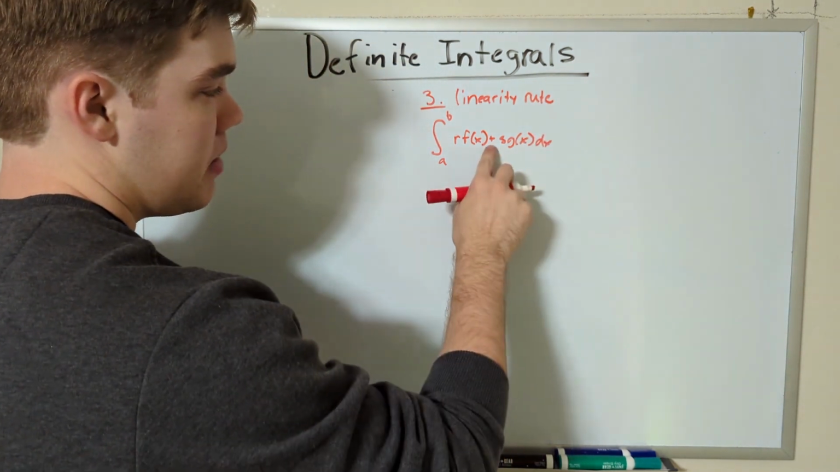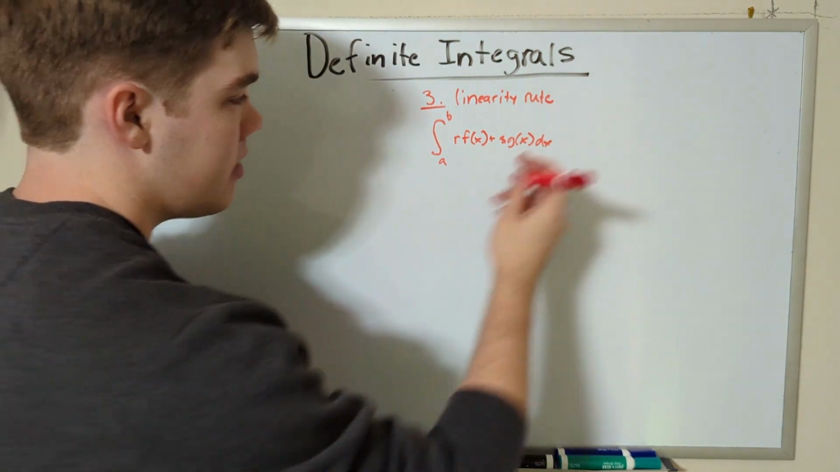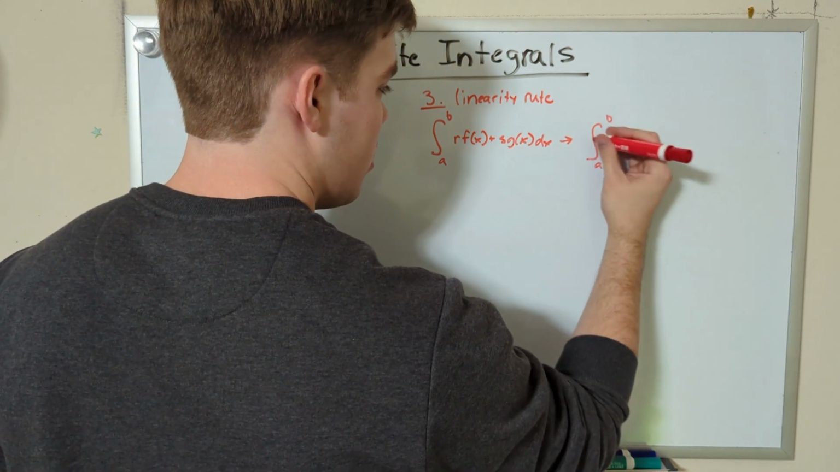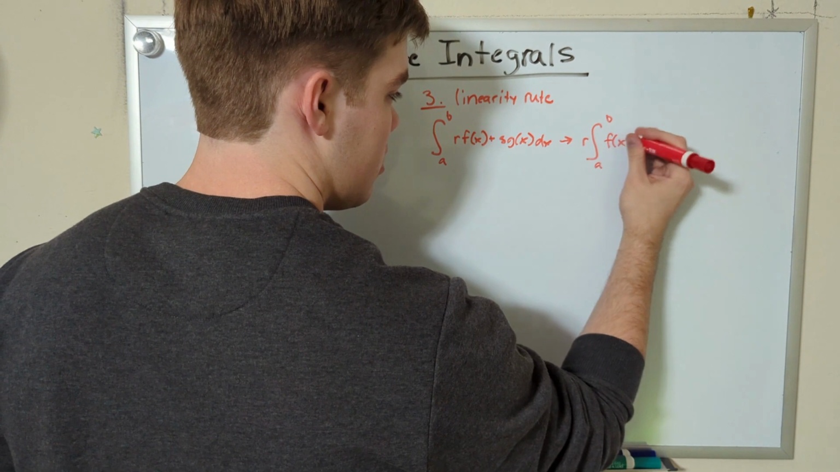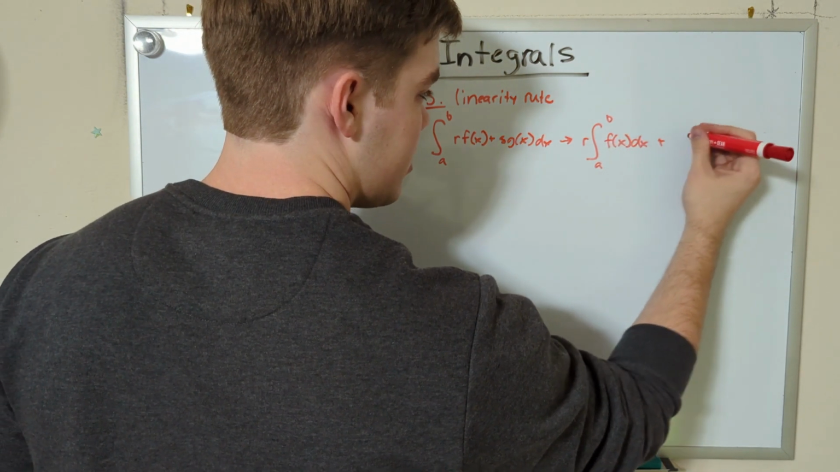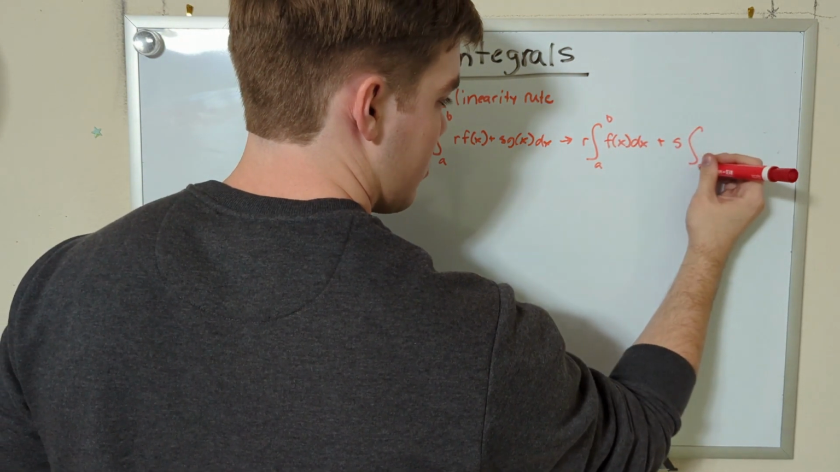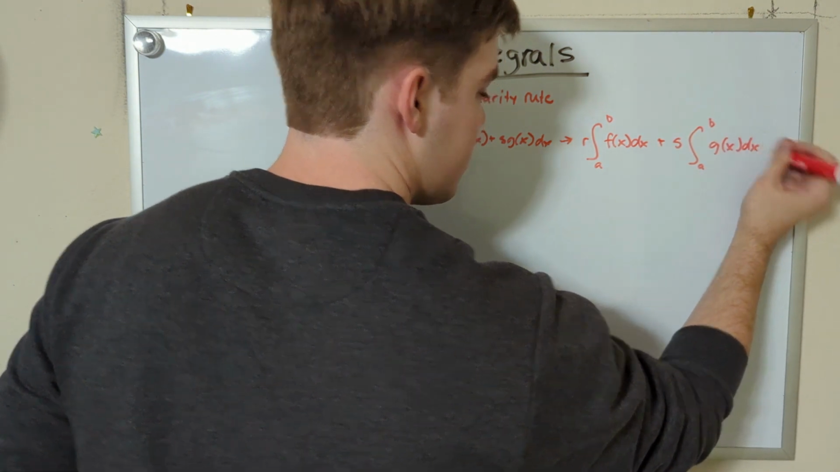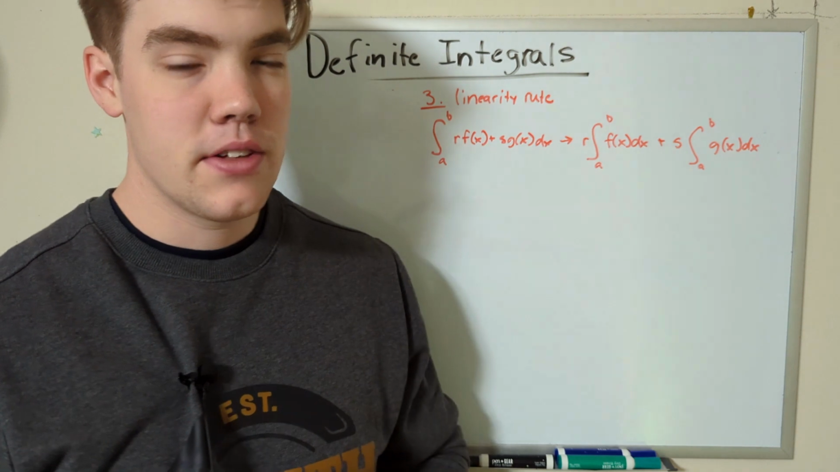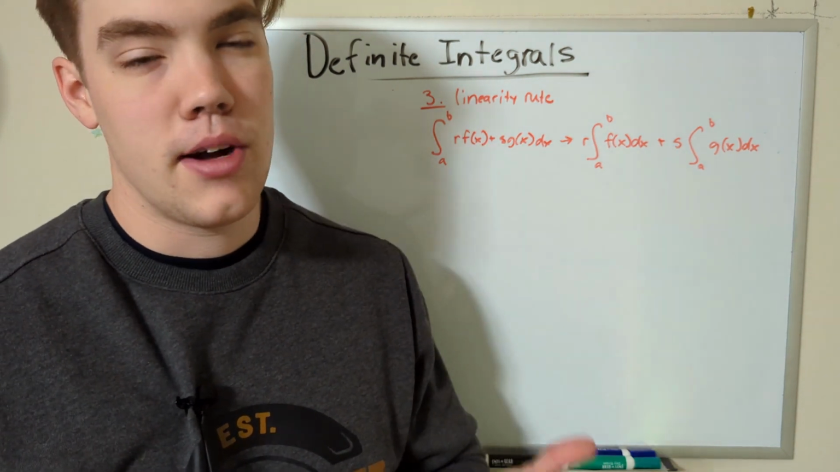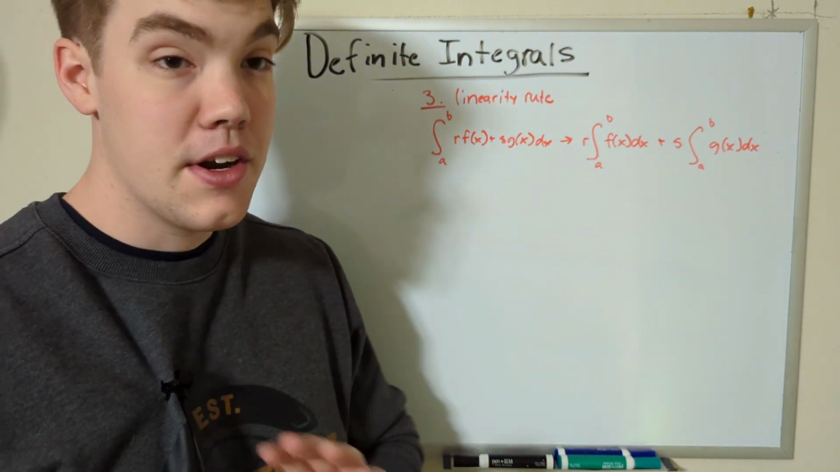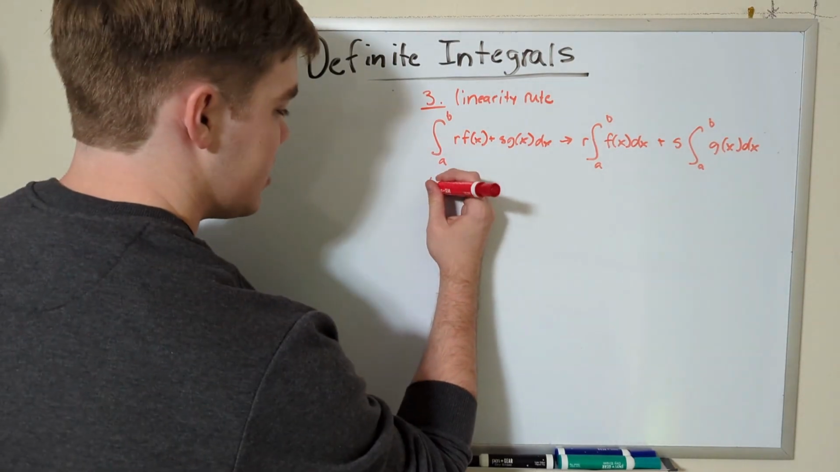This integral can be split by addition, and the constants can be taken out. So let's change this into the definite integral from a to b of r times f of x dx plus s times the definite integral from a to b of g of x dx. This is a rule that we can use to simplify it into 2 easier integrals to make our problem a lot easier to do. And just like other rules in calculus, you can split by subtraction as well, but not multiplication and division.